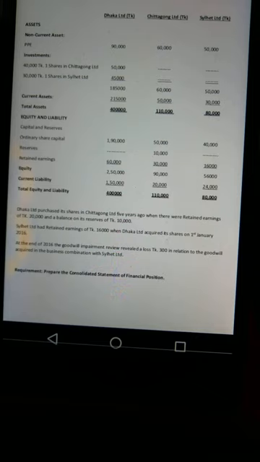Today I am going to show you how to complete a financial statement, the consolidated statement of financial position, in a very easy way. Many students don't know how to do this consolidated statement of financial position, and often they think it's very hard, but actually it is very easy.